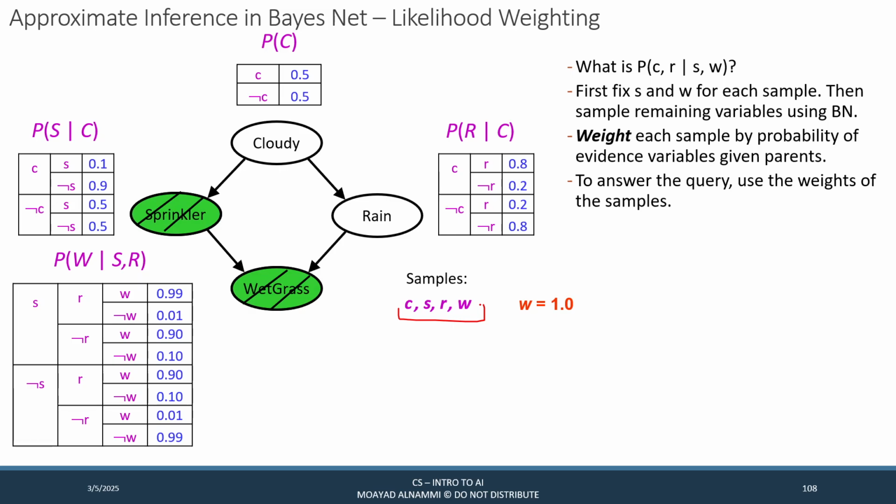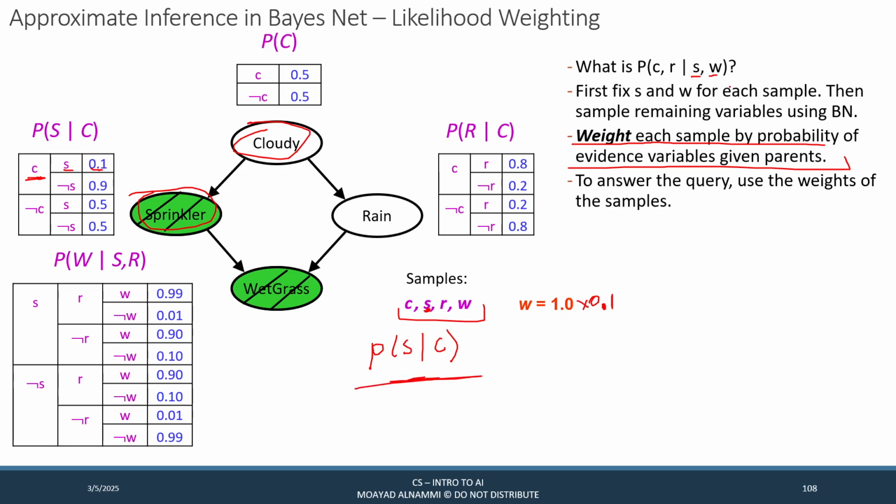I'm not done yet. I need to weigh this sample. I weigh each sample by the probability of the evidence given the parents. What is the evidence here? The evidence, if you remember, is from the query. It is S and W. I would take S first, which is one of my evidence, and weigh this sample by the probability of S given the parents of S. The parent of S is cloudy. So what is the probability of S equals true given that C is true? Looking at this bracket here, it is 0.1. So I'm going to weigh the sample by 0.1.